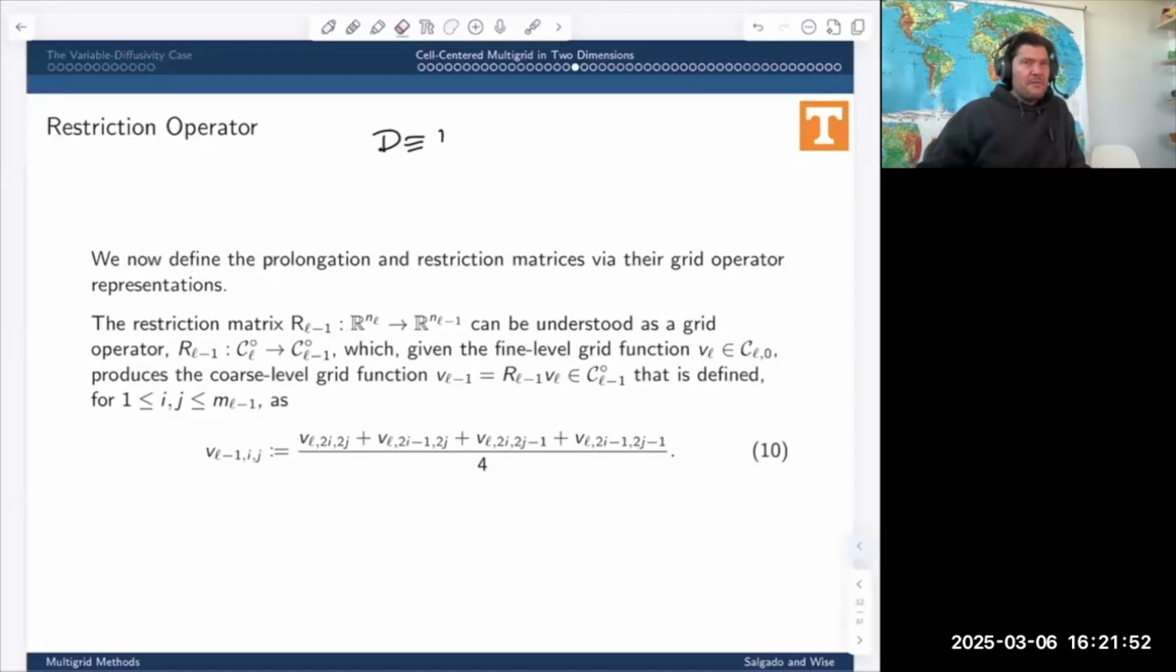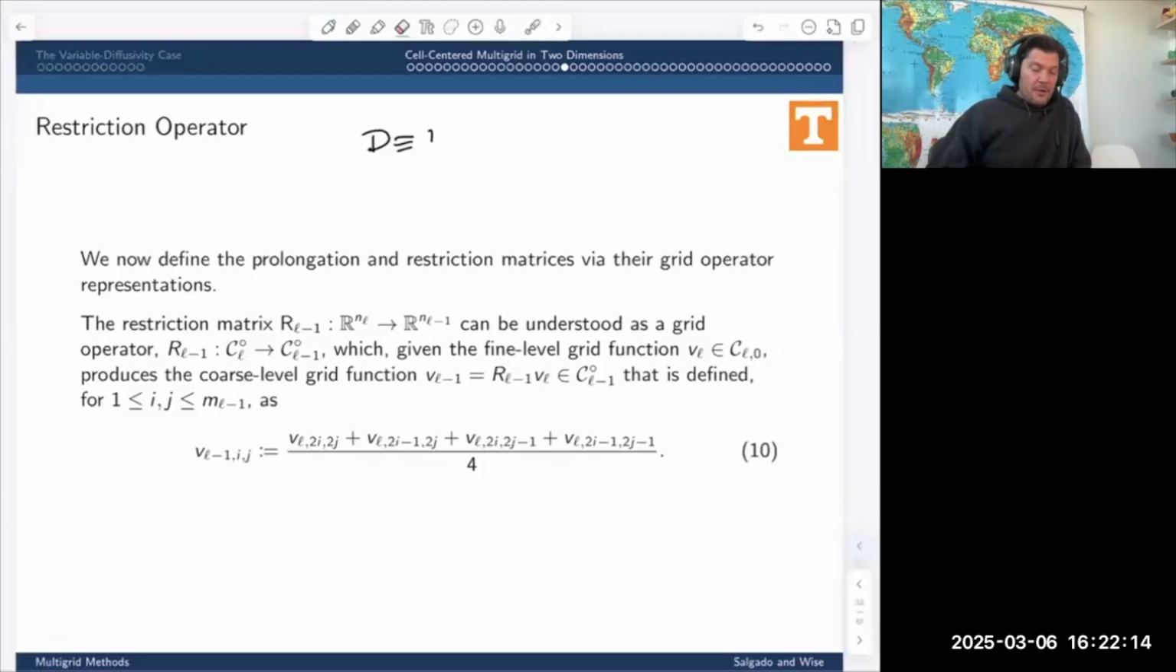In fact, you're going to find that, especially as we go on in the rest of this chapter, we're going to be more and more uninterested in what these various matrices look like, because the truth is we don't really need to know what the matrices look like. We only need to know what the grid operator representations look like.